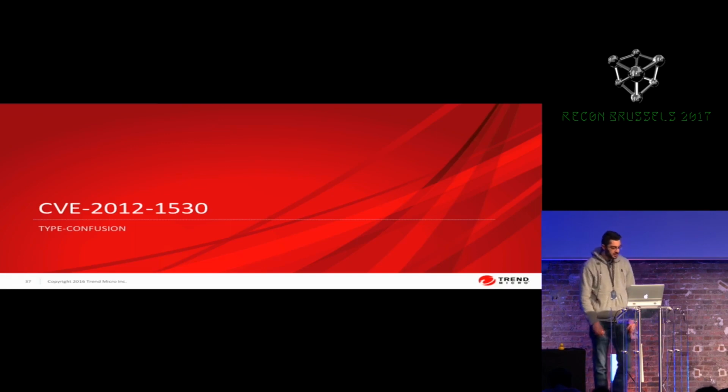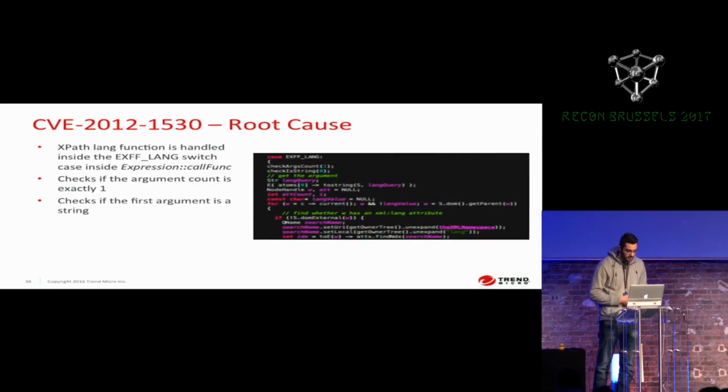All right, so the next bug that I'm going to be discussing is the second bug that was discovered by Nicholas back in 2012. And basically, this is a type confusion bug. He specifically describes it as a sexy type confusion, which is kind of cool.